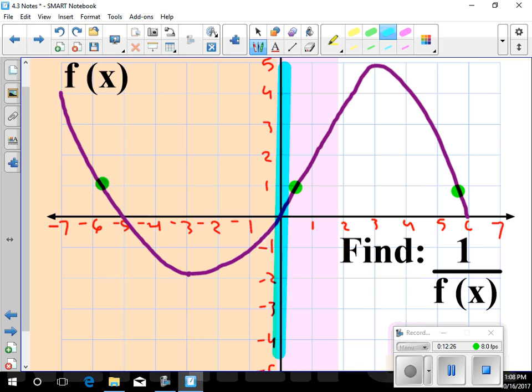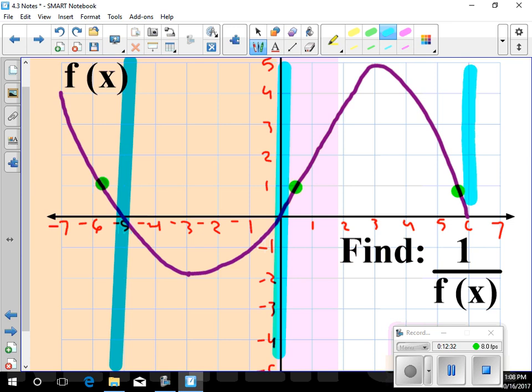Why? Because f of x is 0. Have an asymptote here. Why? Because f of x is 0. Have an asymptote here. Why? Because f of x is 0.